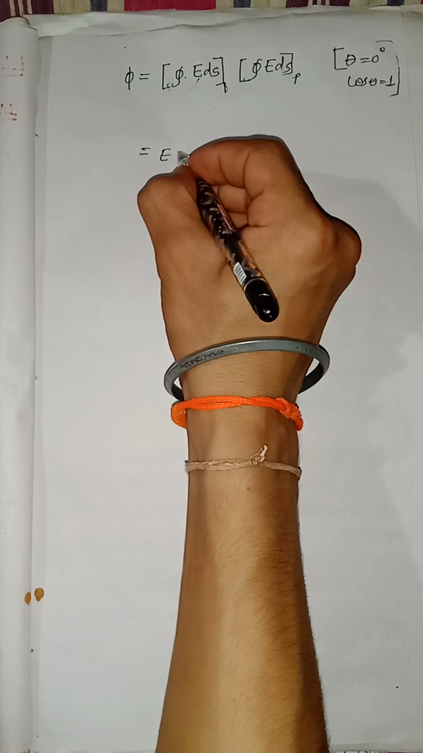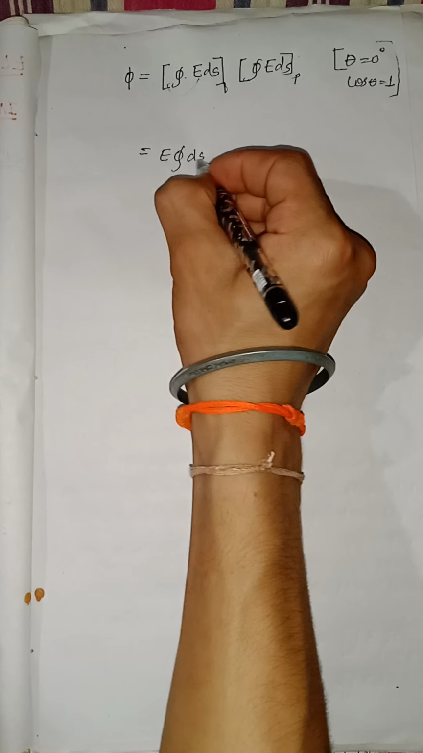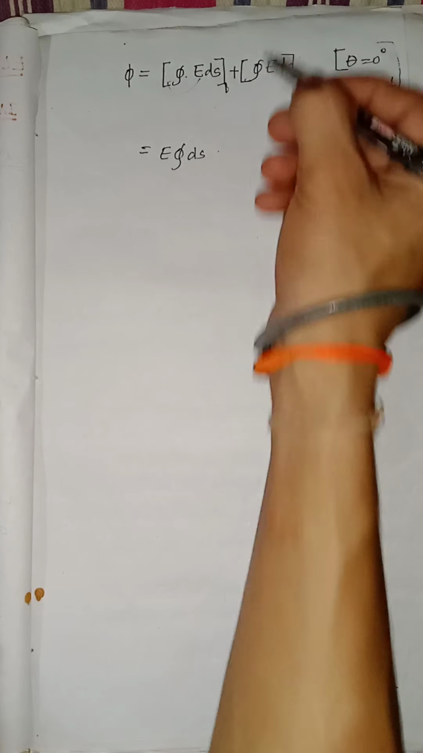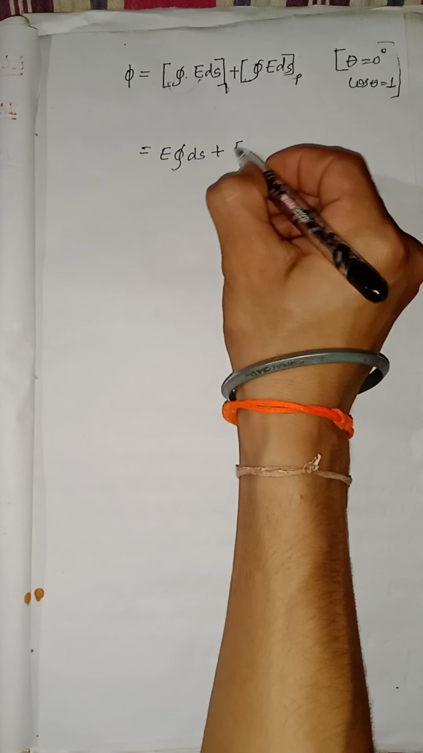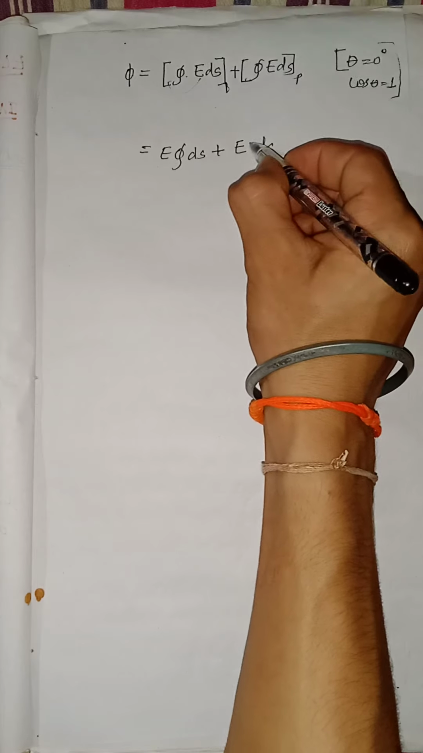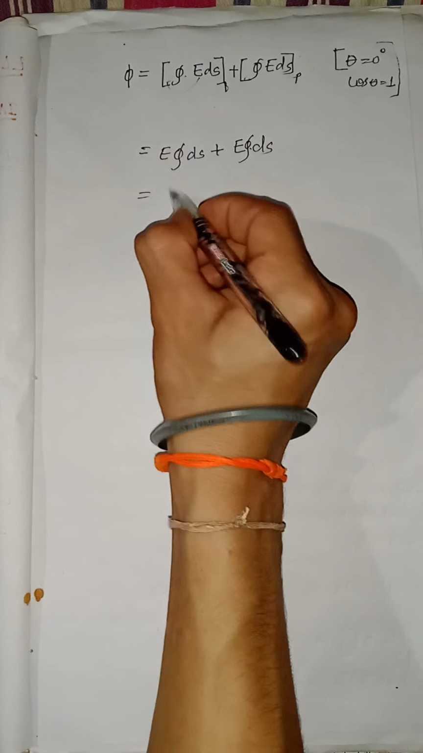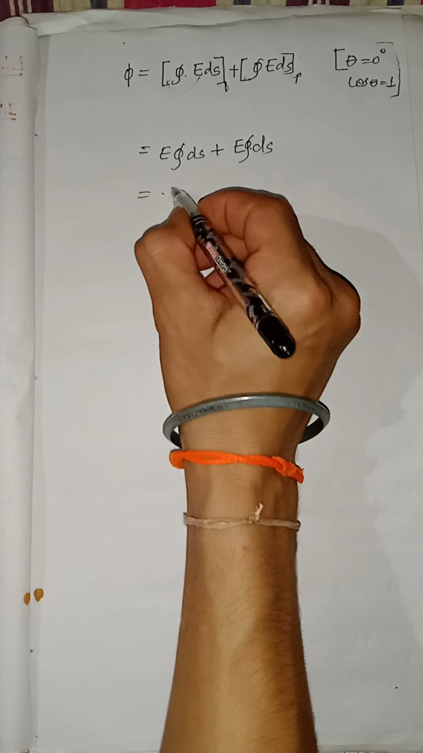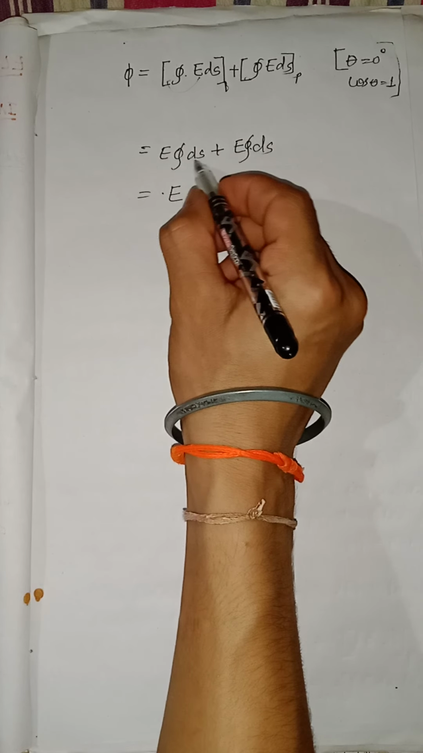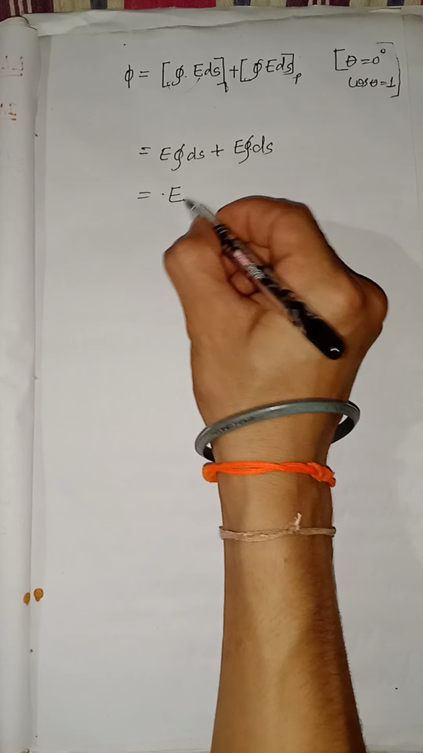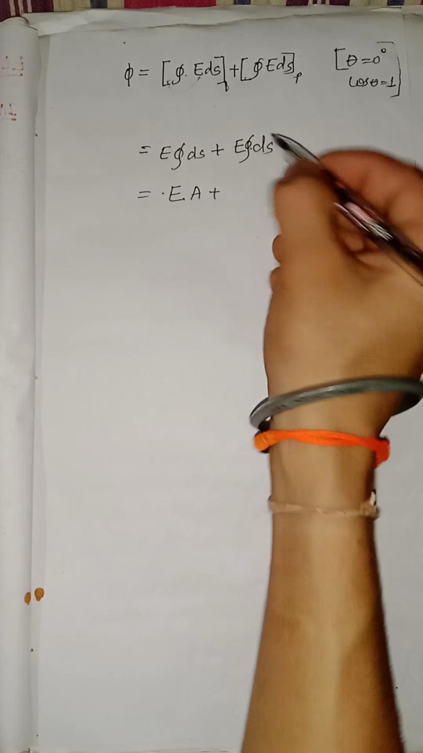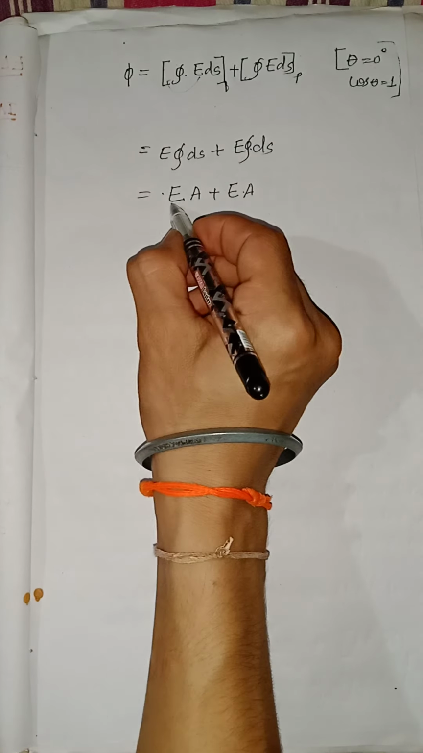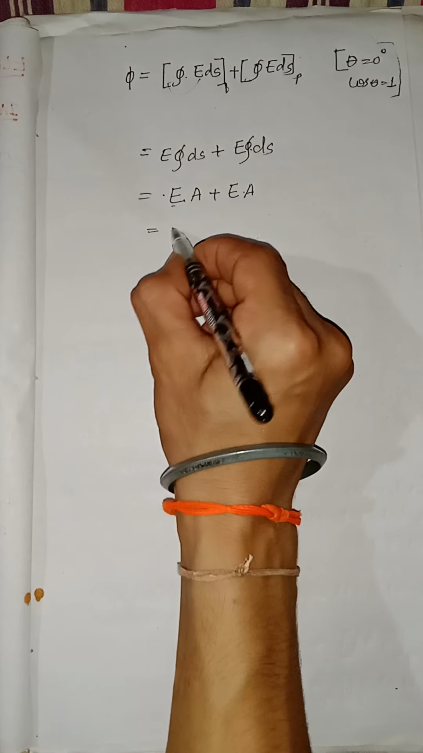Now in the closed integration of E dS, the electric field will come out since it is a constant quantity. So integration of dS plus integration of again dS, and the integration of dS gives the area, so it will be E into A plus E into A. Now this and this are same, so we can write twice EA.